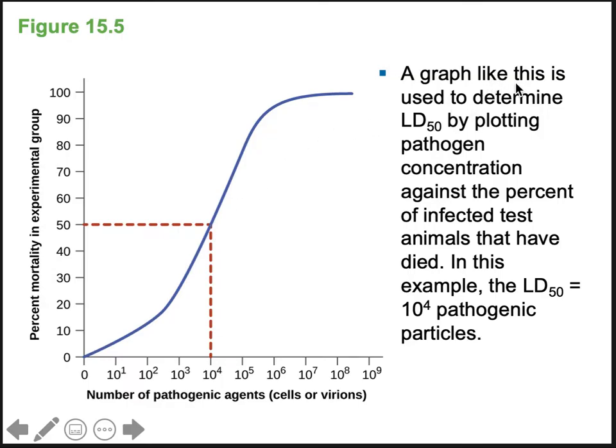So a graph like this is used to determine the LD50 by plotting pathogen concentration against percent of infective test animals that have died. In this example, the LD50 is 10 to the fourth power of pathogenic particles. And then you can have a similar graph and do that for the infectious dose, but I didn't include that in this figure. This is from chapter 15. It might not be section 5 anymore, just due to different versions of the textbook. But you could skim through 15 and find where they talk about LD50 and ID50.